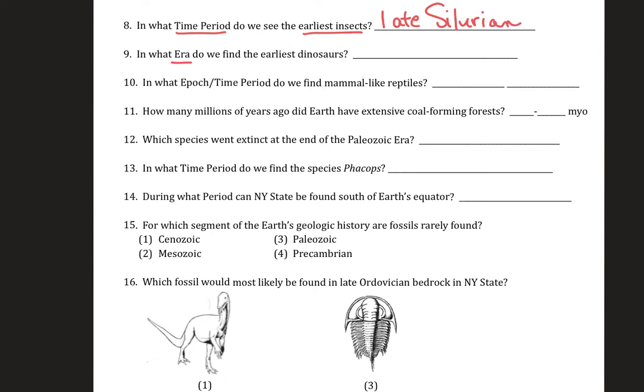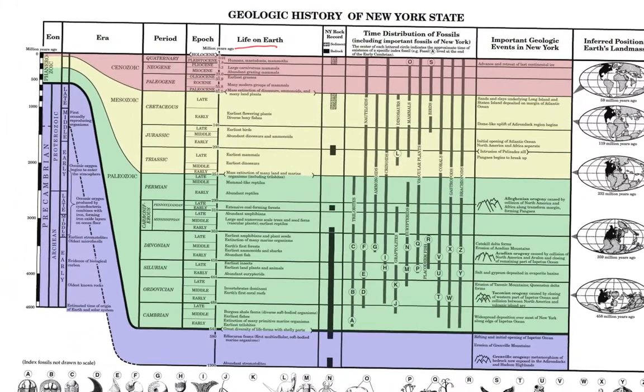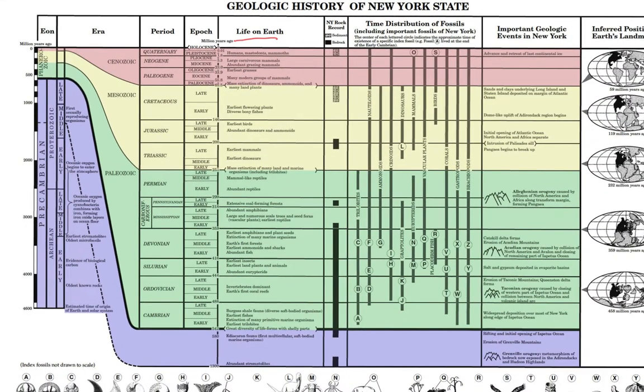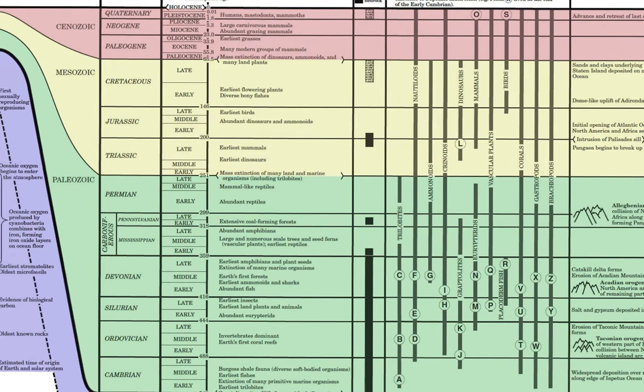All right. Question number 9. In which era do we find the earliest dinosaurs? Once again, I'm going to go to my awesome little color copy of my reference tables, and look at this life on Earth column, and find the earliest dinosaurs. Let me zoom in a little bit so we can see this better. Oh, here's abundant dinosaurs. That means there's a lot of them. Aha, earliest dinosaurs. Looks like it's happening here in the Triassic time period.